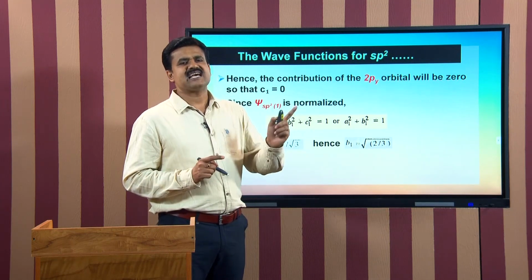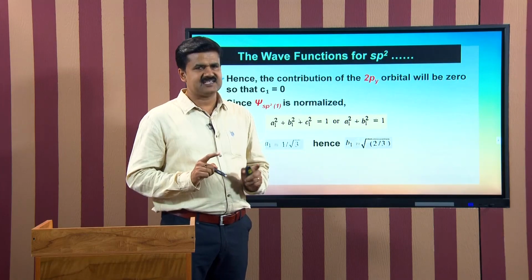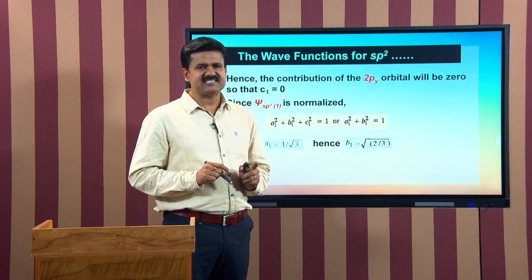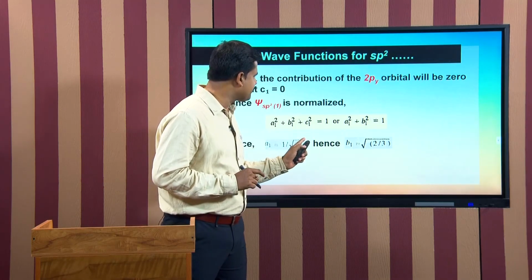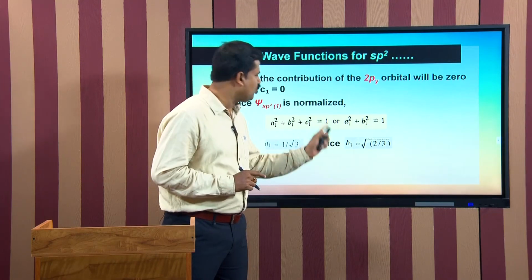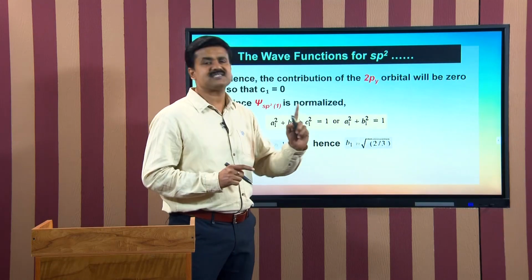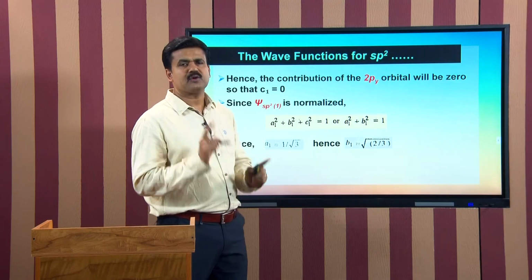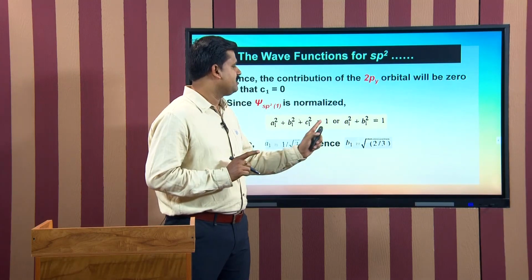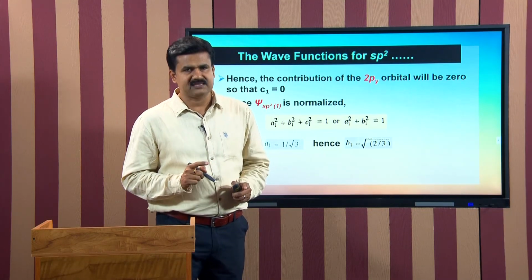Next point, psi sp2 1 is normalized. This condition for normalization leads to the result a1 square plus b1 square plus c1 square equal to 1, or a1 square plus b1 square is equal to 1. Since a1 is equal to 1 by root 3, hence b1 equal to root of 2 by 3.